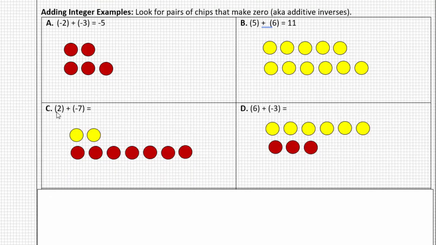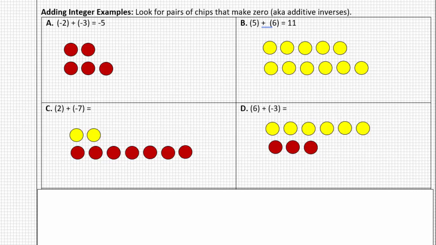Okay, let's compare. So for letter C, I've set up 2 positives plus 7 negatives. And I want to see what happens when I combine all of these. Maybe you noticed this little hint right here from our last videos that we want to look for pairs that make 0. We talked about additive inverses. So I know if I have 2 positives, that 2 negatives will combine with that to make 0.